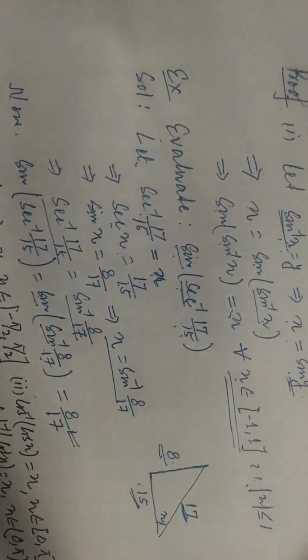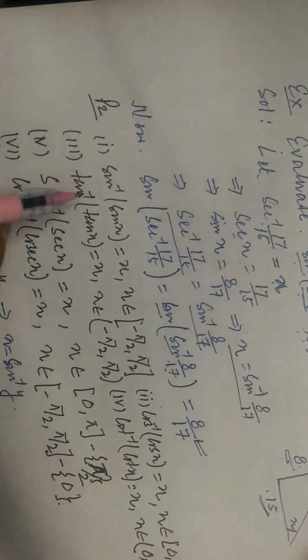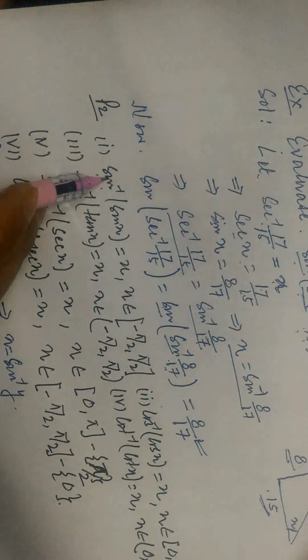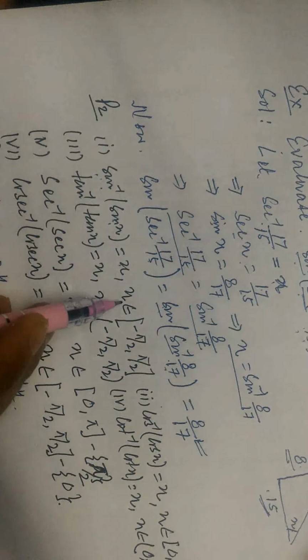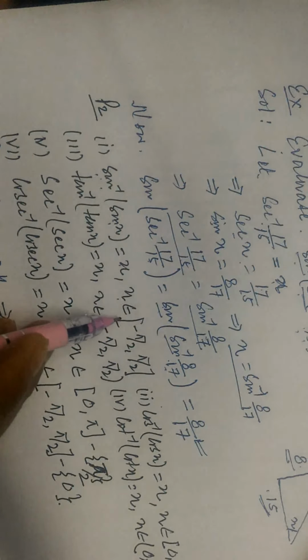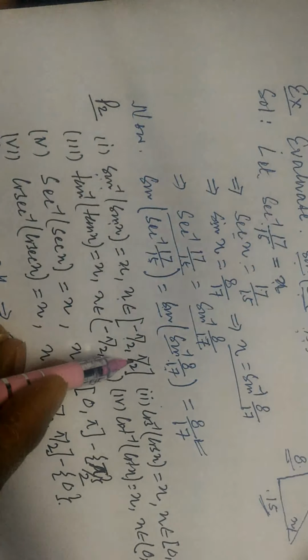Now let us see another property. What is the other property? Sine inverse, here the inverse is outside and sine x is inside. So sine inverse sine x is x. Again here x should belong to the principal value branch, meaning minus pi by 2 to pi by 2.